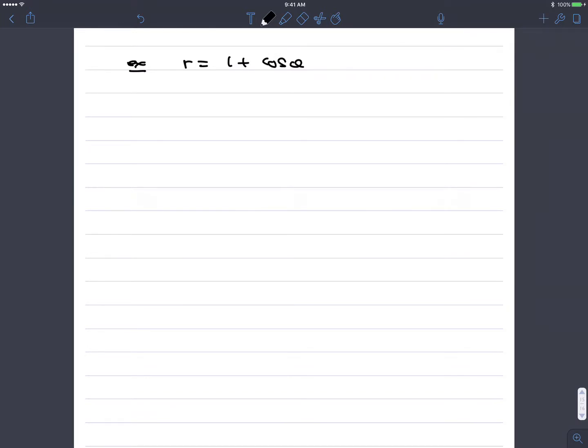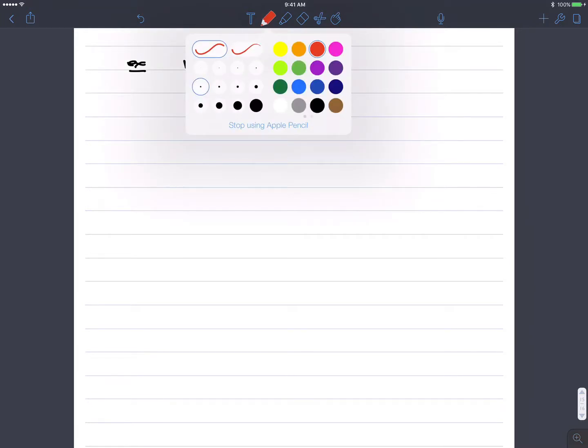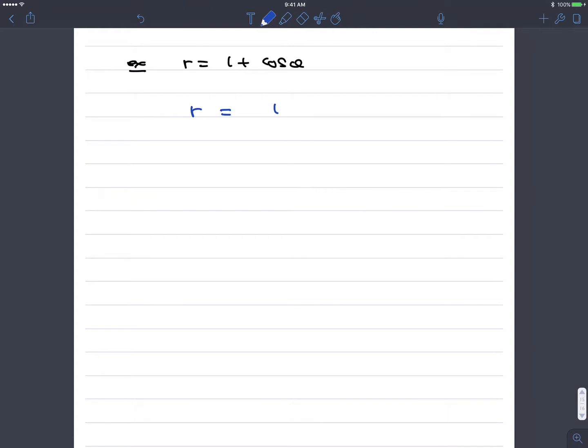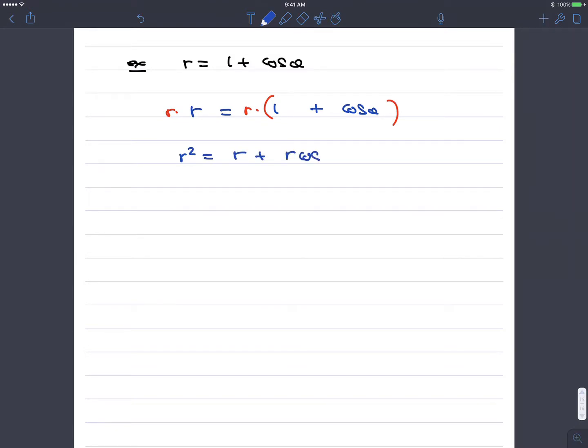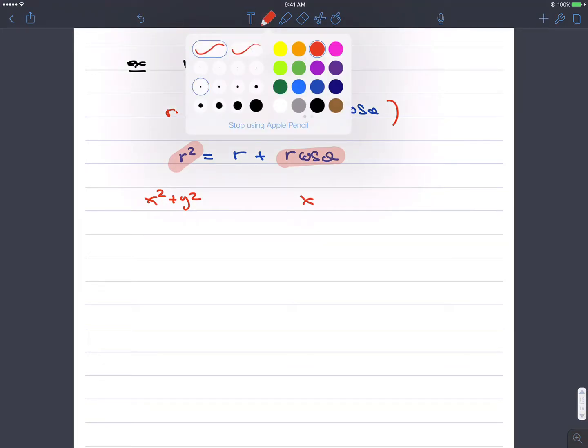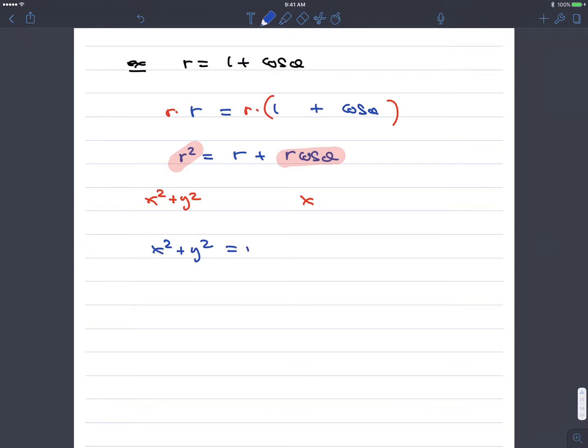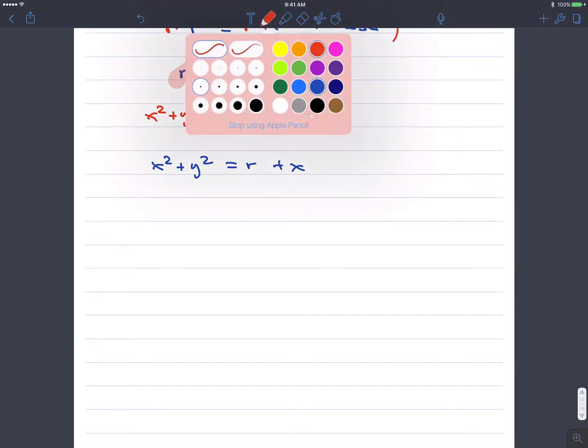We have this polar curve, r equals 1 plus cosine theta. For this example, what we're going to do is multiply both sides by r. I'm going to start with this equation, r is 1 plus cosine theta, and multiply by r on both sides. So we get r squared equals r plus r cosine theta. Like the last example, r squared we replace with x squared plus y squared, and r cosine theta we replace with just the variable x. So what we end up with is x squared plus y squared is r plus x.